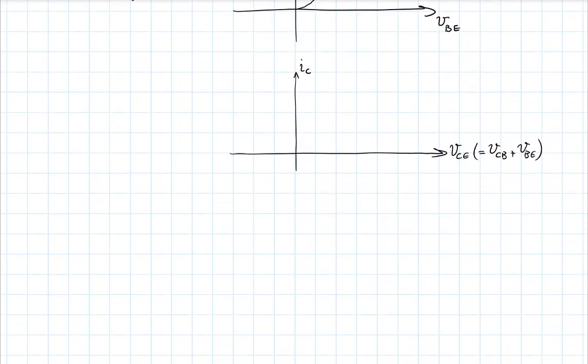So the dependence of IC on VCE is, again, you might say something pretty boring, constant current for any voltage. Is that a boring device? Constant current for any voltage? How would you call that?